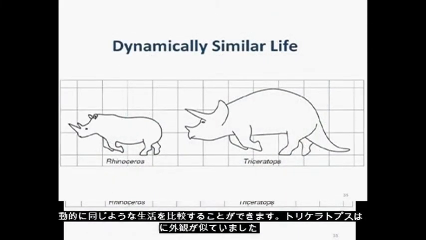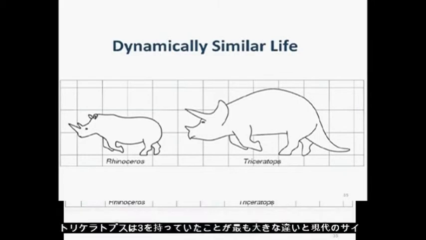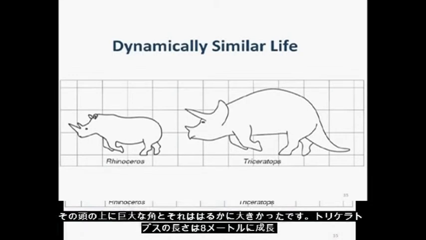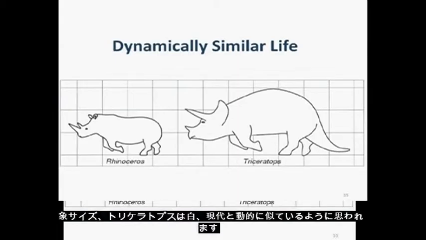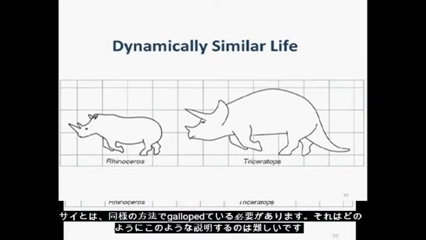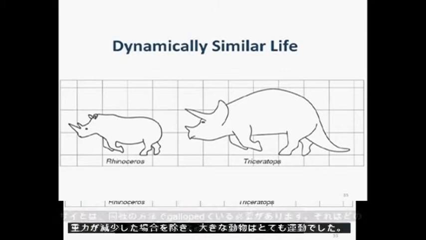Dynamically similar life can be compared. Triceratops was similar in appearance to a present-day rhinoceros, with the most notable difference being that Triceratops had 3 massive horns on its head and it was much larger. Triceratops grew to 8 meters in length and its mass was about 9 tons, so it was similar to an elephant in mass. Despite its elephantine size, the Triceratops seems to be dynamically similar to a present-day white rhinoceros and should have galloped in a similar manner. It is difficult to explain how such a large animal was so athletic unless gravity was lower.